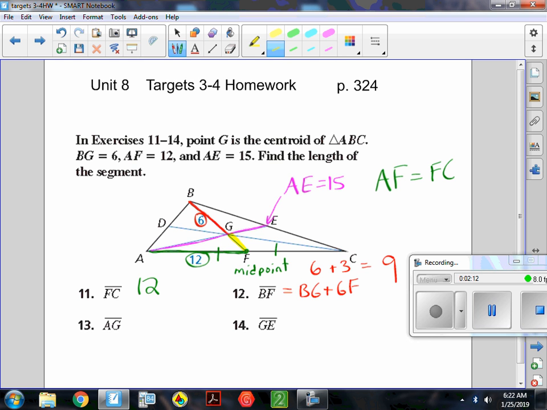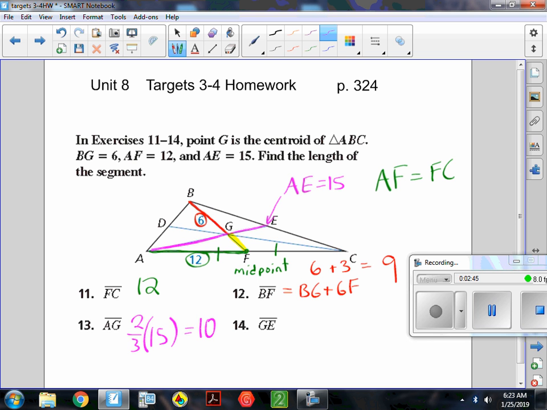AG is from the centroid in pink to the vertex A. Highlighted again in pink. So AG is the longer segment of the relationship between the short segment, long segment, and midpoint, or median. We know that the longer segment is equal to 2/3 of the median. The median, they told me, is 15. So 2/3 of 15 is 10. So AG is equal to 10.